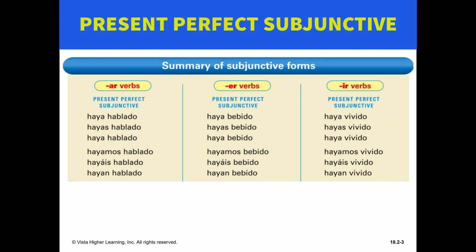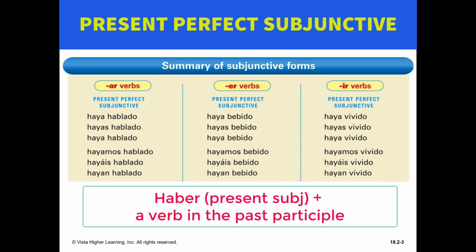Now let's take a look at the present perfect subjunctive. The present perfect subjunctive is put together by haber in the subjunctive tense and the past participle: haya hablado, hayas hablado, haya hablado, hayamos hablado, hayáis hablado, hayan hablado. And then for er and ir, haya conjugation remains the same. The only thing that would change is the past participle.